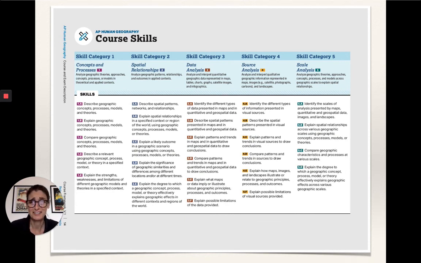All right, scale analysis. To me, scale analysis, spatial analysis, and data analysis are really going to be the bread and butter on this test. I'm not sure, but they are the most high-level thinking, and this test is going to go for your high-level thinking. So in scale analysis, remember we're talking about map scale, but we're also talking about scale of analysis. Those are slightly different. And if a question is asking you about a local scale, you need to answer in local scale. So you want to identify the scales of analysis presented by maps, quantitative and geospatial data, images, and landscapes. What is it showing you?